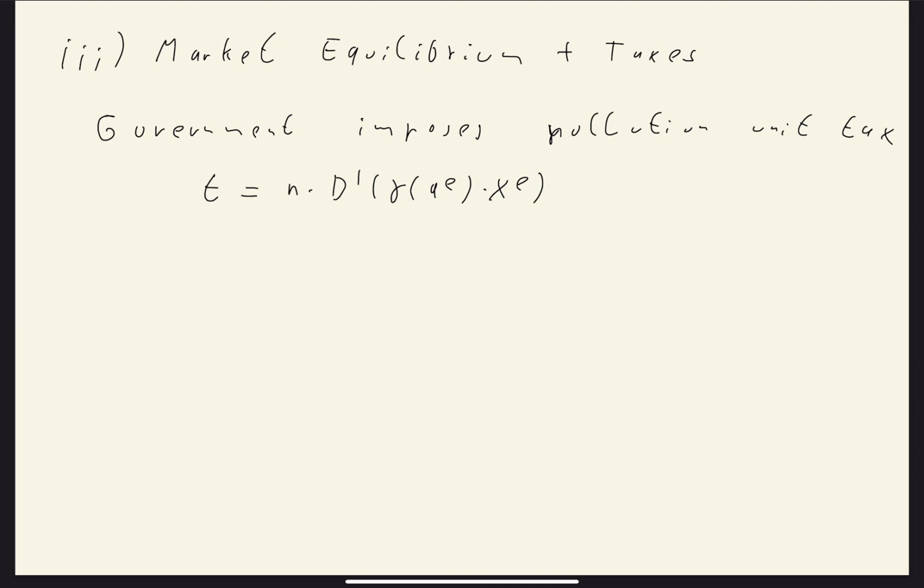Okay, and how does it look like? So since we are in a competitive equilibrium, in a competitive market, the price will always be equal to the marginal costs in the economy.